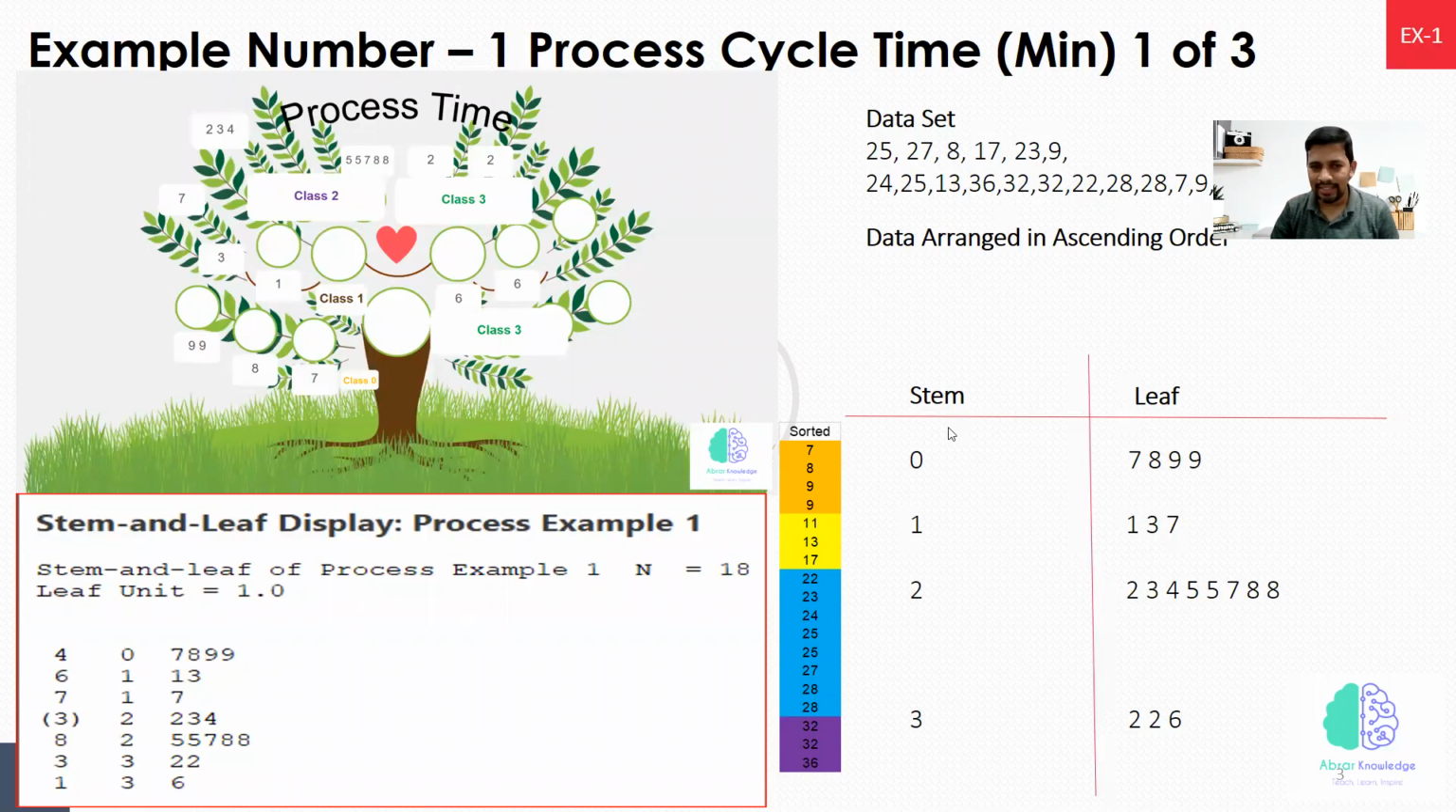So this is the example. I have picked up two examples. This is example number one. And this is my data set, like 25, 27, 8, 17, 23 and all that. When you are doing it in Excel or by the hand method, you need to arrange the data in ascending order, small to big.